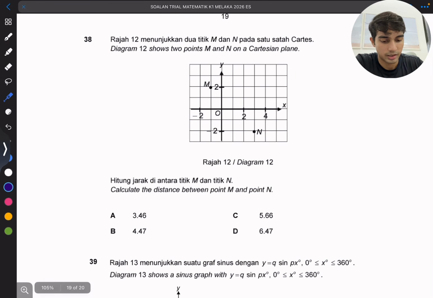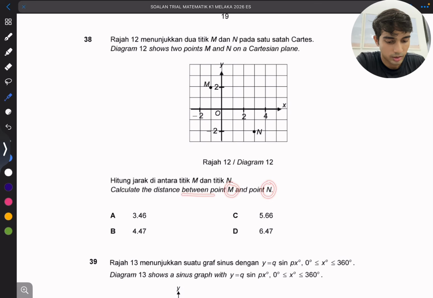38. Calculate the distance between point M and point N. Okay. So here let's form a right angle triangle, so that'll be easier. From here to here is 4 units. 1, 2, 3, 4. From here to here, another 4 units. 1, 2, 3, 4.